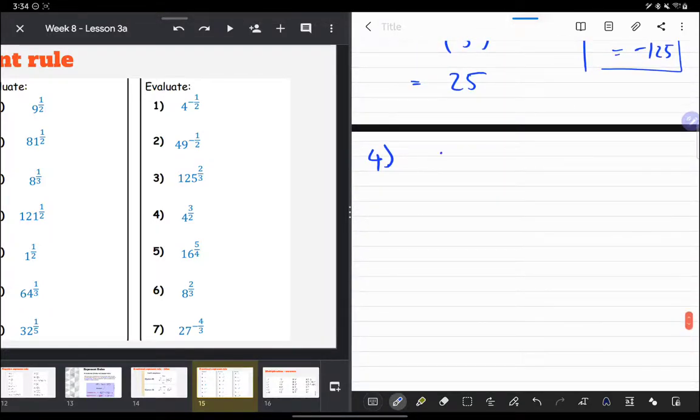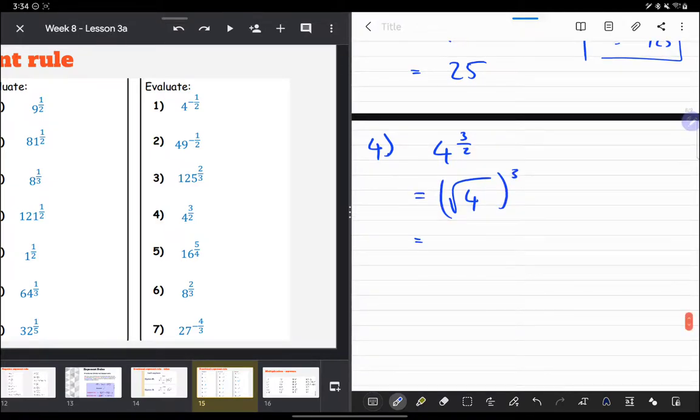4. 3/2. Again, let's deal with the denominator first. So let's go that, which is, of course, yes, and we can say plus and minus 2 here. But let's see. 2 to the power of 3 is 8. 8 plus or minus 8.